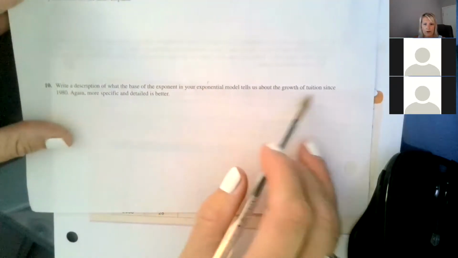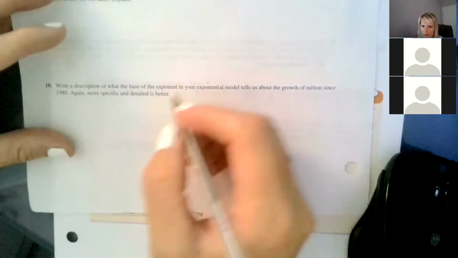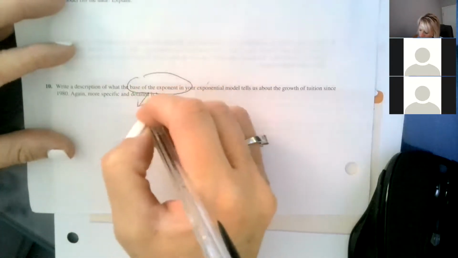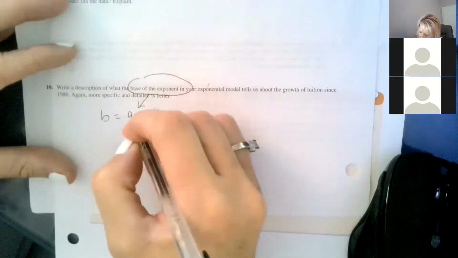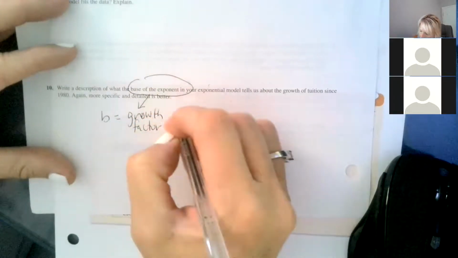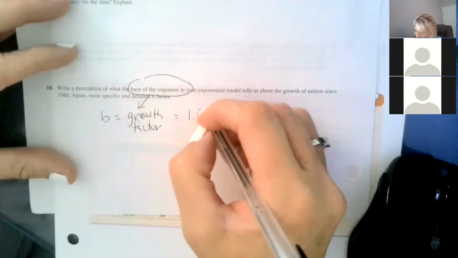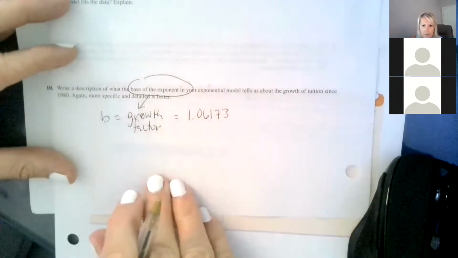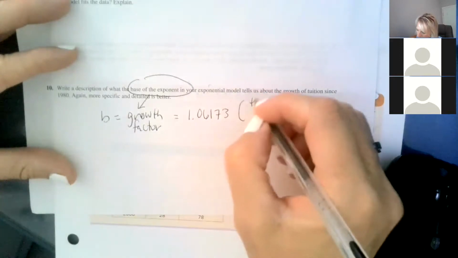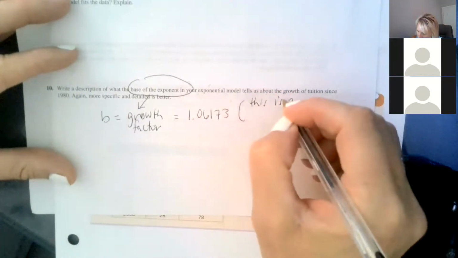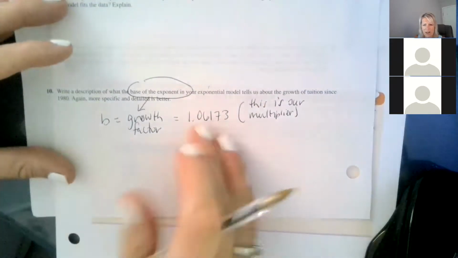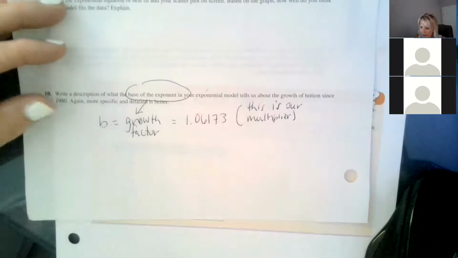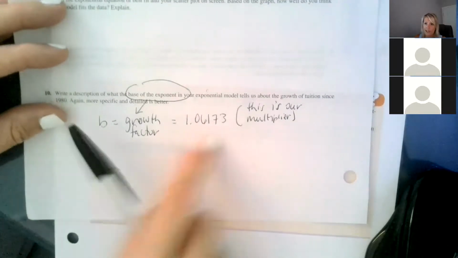So it says, write a description of what the base of the exponent in your exponential model tells us about the growth of tuition since 1980. Okay, the base of the exponent is our B, which is our growth factor. And the one for this model is 1.06173. This is our multiplier, right? This is our multiplier. But what does that tell us? Well, from one output to the next, I'm going to multiply by 1.06173 to get the next one.